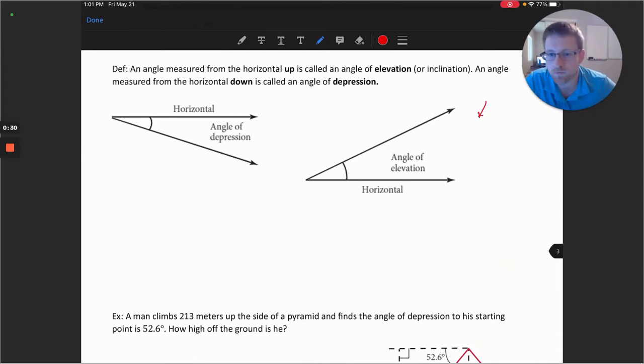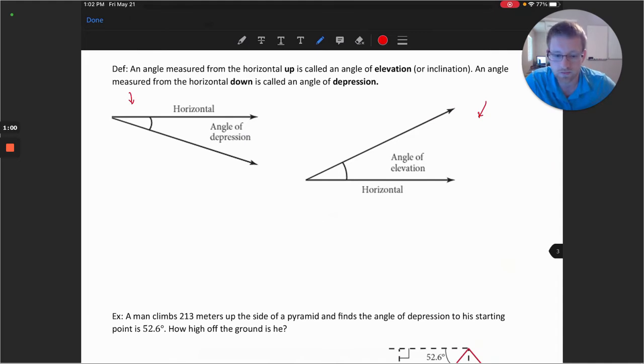An angle measured from the horizontal down is called an angle of depression. So in general, our angles of depression will look like the one on the left here. These certainly can be flipped around, but the angle is always going down, or you could think angles of depression look like negative angles, and angles of elevation would look like positive angles.